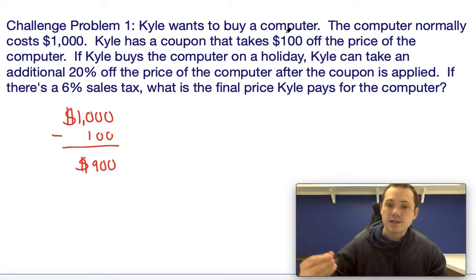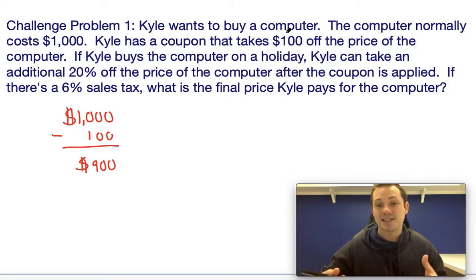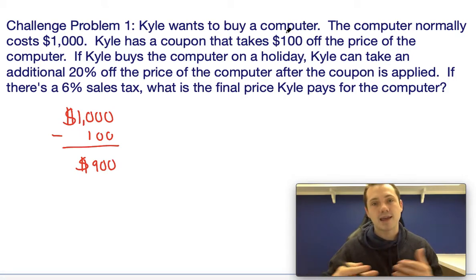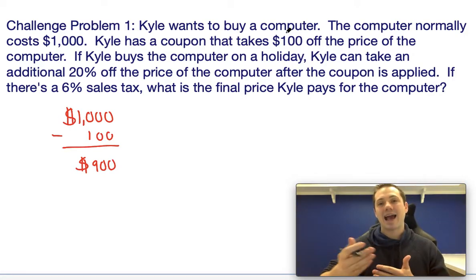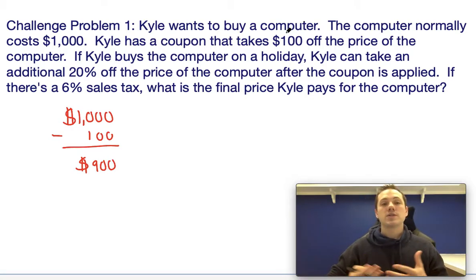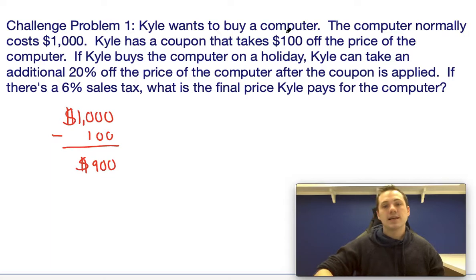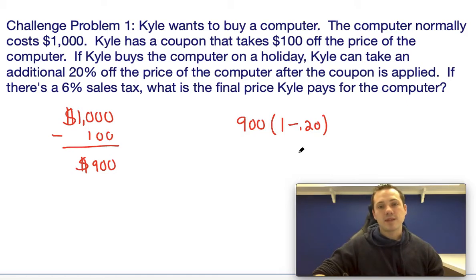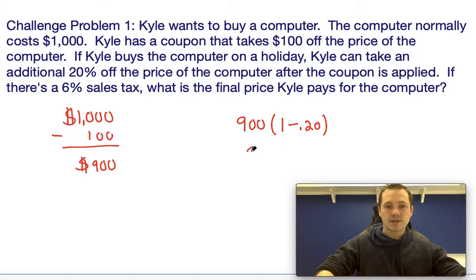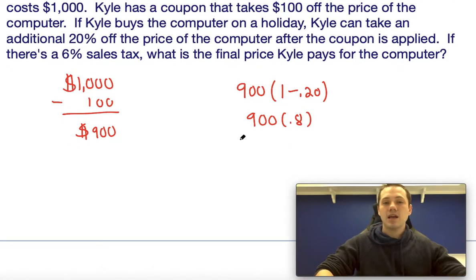But Kyle's even smarter than just finding the coupon. He knows that if he waits for President's Day or Labor Day or maybe Black Friday, he's going to be able to take an additional 20% off the price of the computer after that coupon has been applied. So what that means is this $900, Kyle's going to be able to take 20% off of that. And to do that, we're going to do 900 times 1 minus 0.20. 1 minus 0.20 is going to be 0.8. And then 900 times 0.8, well, that's just going to be $720.